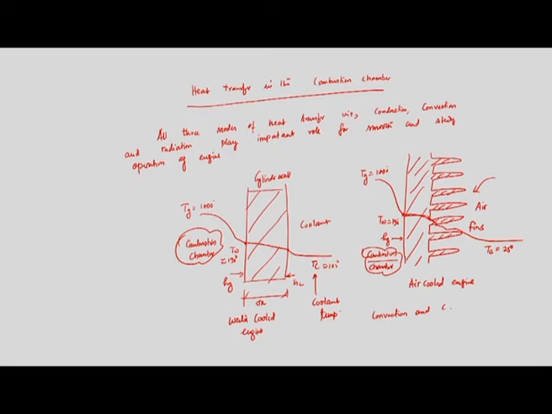So, in the case of a water cooled engine or an air cooled engine, we have seen that convection and conduction, these two, are the main heat transfer modes to remove heat from the combustion chamber and keep the cylinder walls from excessive heating, which in turn may lead to melting.